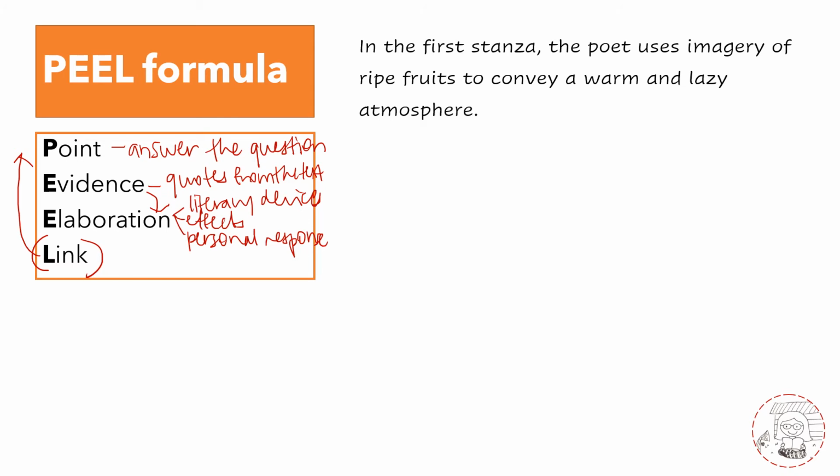Let's take a look at how I have written my first body paragraph. Okay, so if you remember, my first point is about imagery of ripe fruits. So in my first body paragraph here, in my first stanza, I'm stating my point. I'm answering the question directly. In the first stanza, the poet uses imagery of ripe fruits to convey a warm and lazy atmosphere. You see, I have answered the question. This is my point.